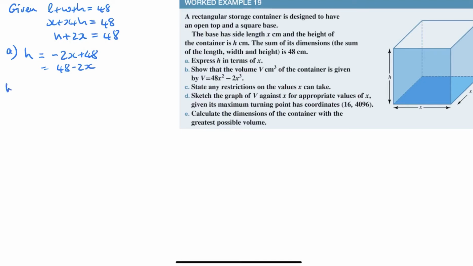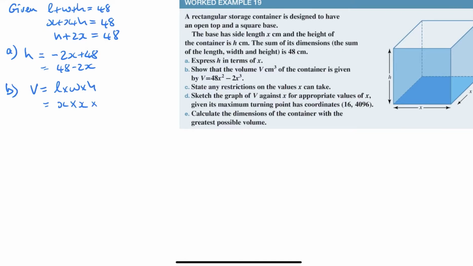Right, question number B. They say show that the volume of the container is given by V equals 48x squared minus 2x cubed. Now, what do I know about the volume of a cuboid? Well, this is length times width times height. The length is x. The width is x, so that's times x. And then I also have the height.